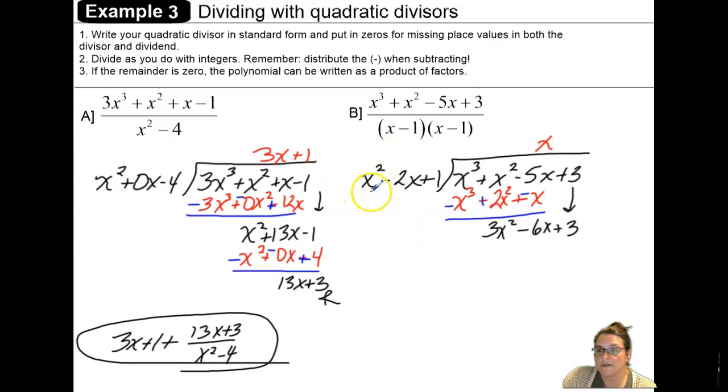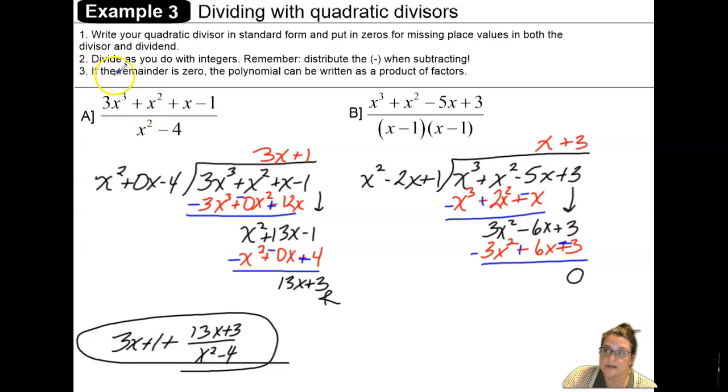So how many times does x squared go into 3x squared? That would be positive 3 times. And then I distribute. 3 times x squared is a 3x squared. 3 times negative 2x is a negative 6x. 3 times positive 1 is positive 3. Then we draw a line and change all three signs. And when we combine like terms, all three of these cancel and leave a remainder of 0.